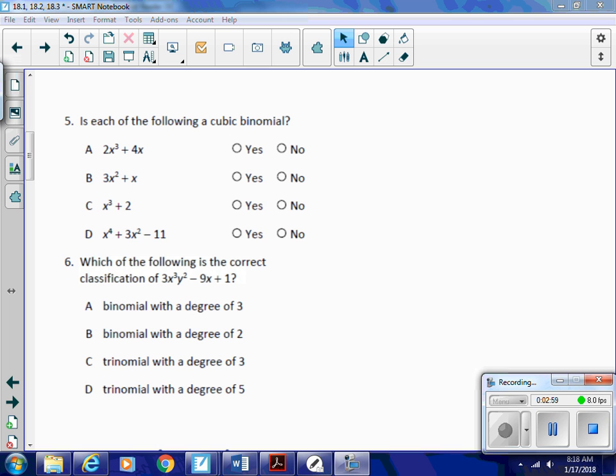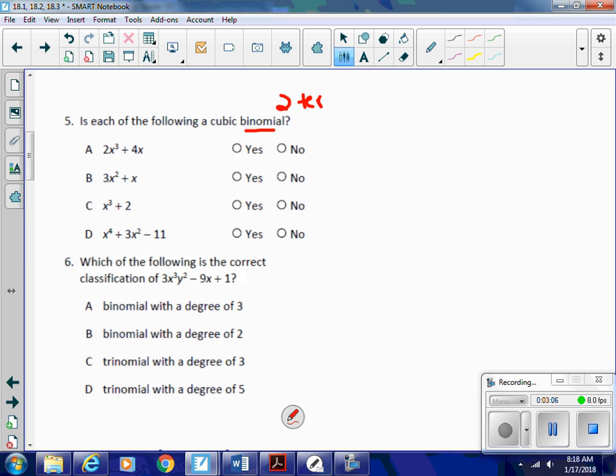Number 5, is each of the following a cubic binomial? So binomial means we have two terms, and cubic means it's of the 3rd degree. So this is a binomial, has two terms, and it's of the 3rd degree. That's a yes. This is a binomial, but it's of the 2nd degree. So that's no. This is a binomial, and it's of the 3rd degree. It's yes. This is a trinomial. Also, it's of the 4th degree. It's no for every reason possible.